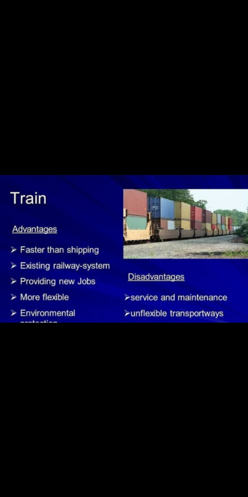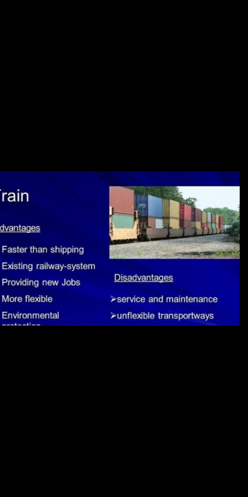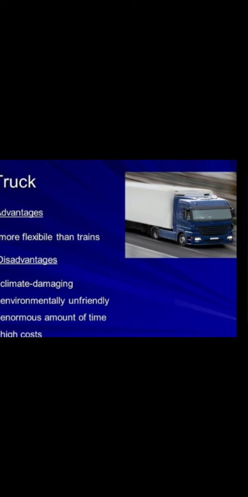Then we come to the train. Advantages: faster than shipping. Existing railway stations provide new jobs, and it is more flexible and environmentally friendly, environmentally accessible. Okay. Then the disadvantages are service and maintenance and inflexible transport ways. These are the disadvantages of the train.